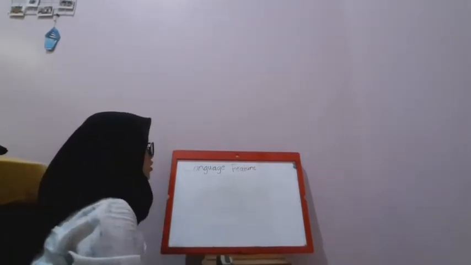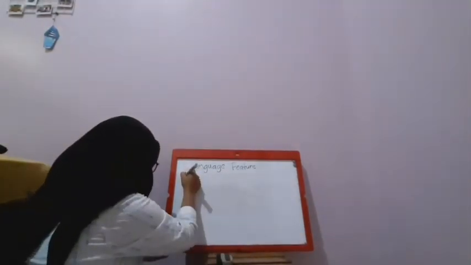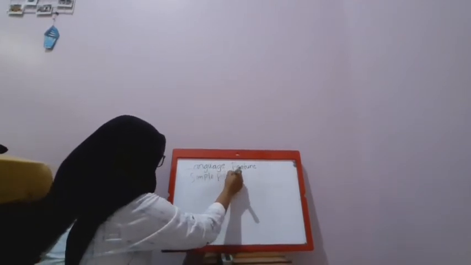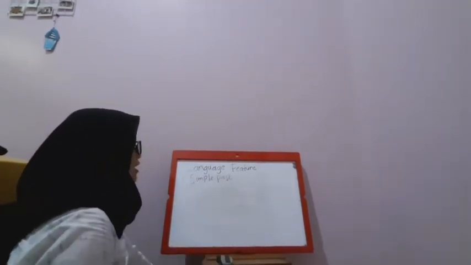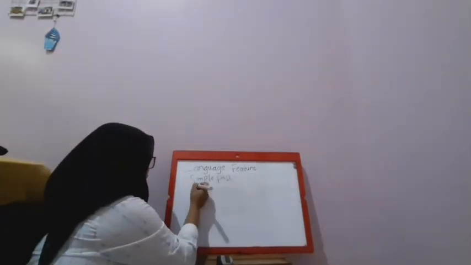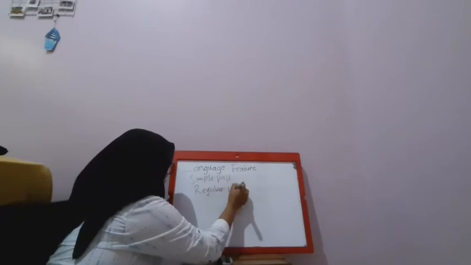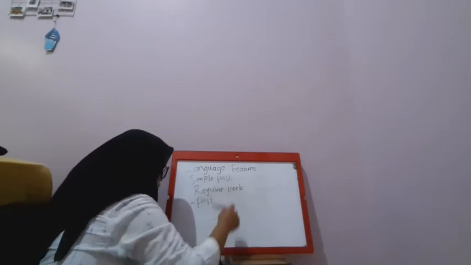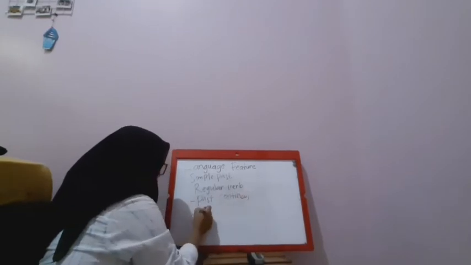What is a language feature? Language feature adalah unsur kebahasaan dari naratif teks. First, we use simple past in narrative text karena ini menceritakan kejadian di masa lampau. We have 3 formulas: regular verb, past continuous, past perfect.